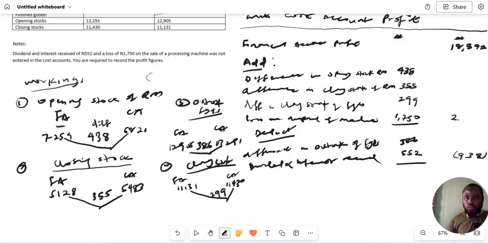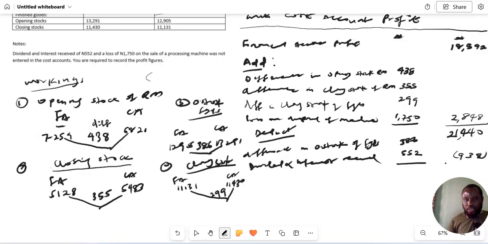Let's add that together: 18592 plus 2848. Okay, so that'll give us 21440.